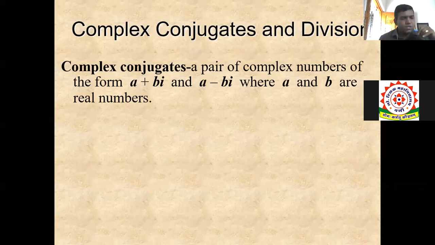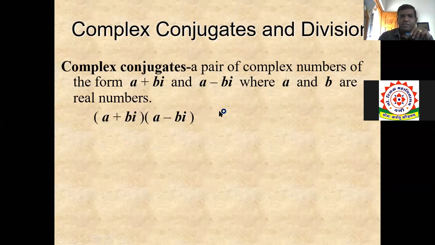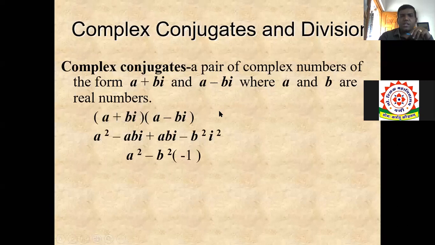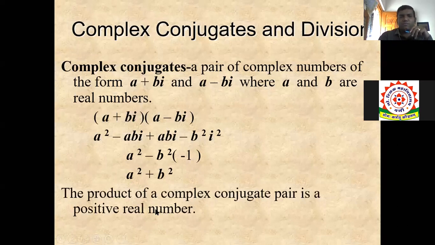Okay, complex conjugate and division. Simply, if a plus ib is a complex number, then the pair a minus ib is called the complex conjugate of a plus ib, and its product is always a real number, that is a square plus b square. Is that clear? Product of a complex conjugate pair is a positive real number.